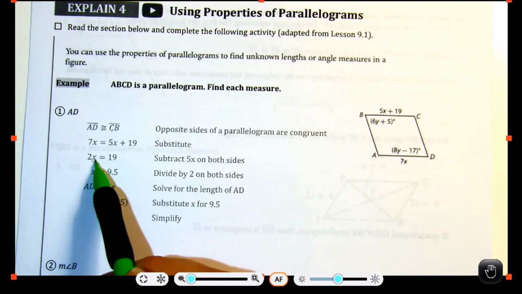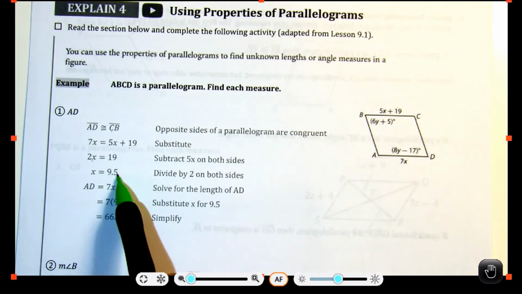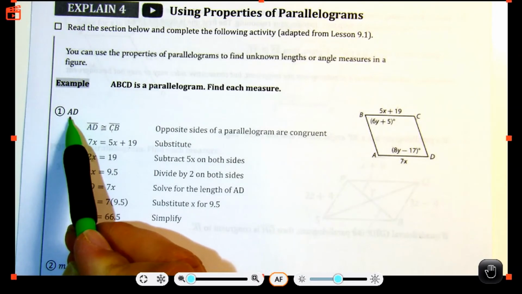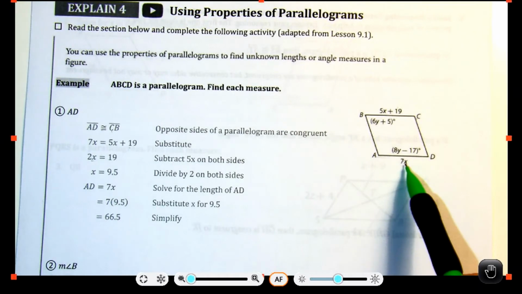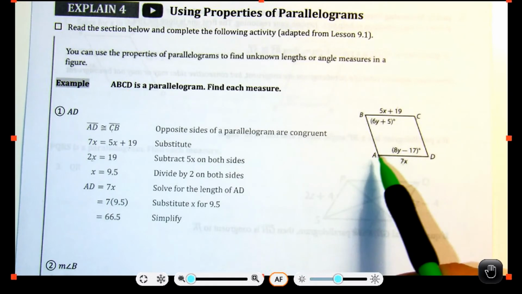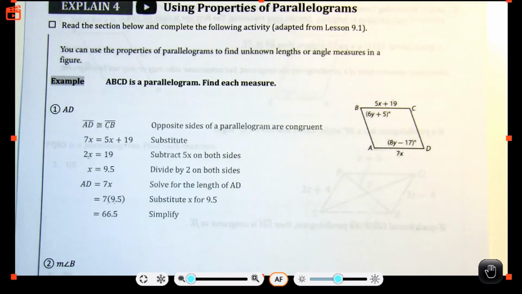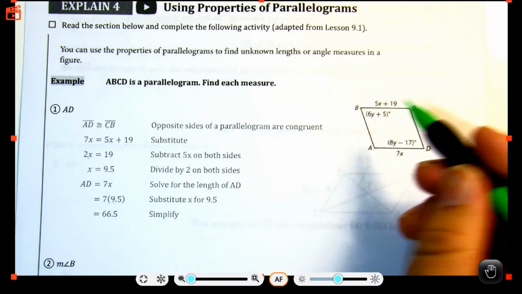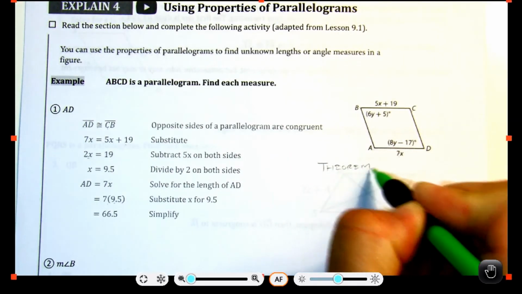X equals 9.5. Now that we know what x is equal to, we could solve for AD by substituting the value for x into the expression for AD. AD is equal to 7 times x, or 7 times 9.5, which becomes 66.5. So for this problem, we used Theorem 1. Opposite sides are congruent.